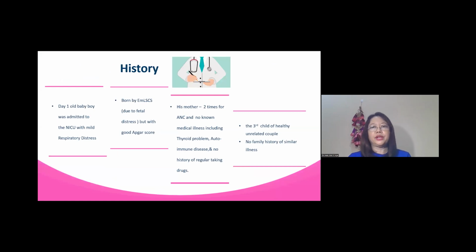So let's go to the history. A day 1 old baby boy was admitted to our newborn intensive care unit with mild respiratory distress. He was born by emergency lower segment cesarean section due to fetal distress, but with good APGAR scoring. His mother received antenatal care twice and had no medical illness, including thyroid problem or autoimmune disease, and no history of regular drug intake. The infant was the 3rd child of a healthy, unrelated couple, and there was no family history of similar illness or thyroid problem.